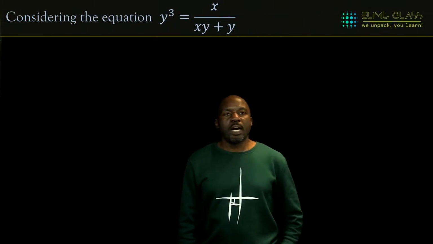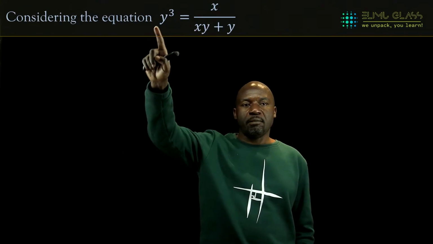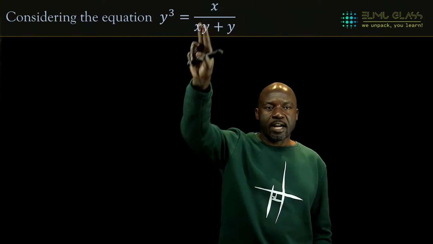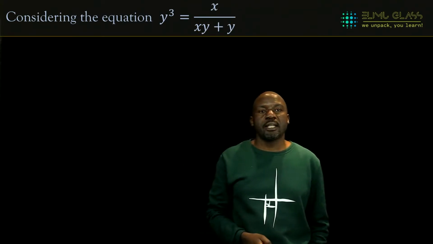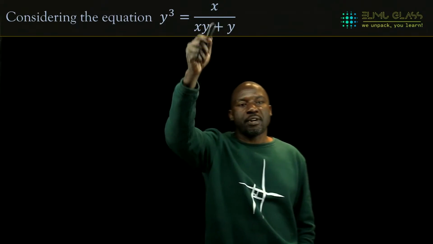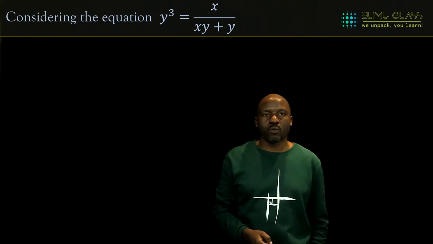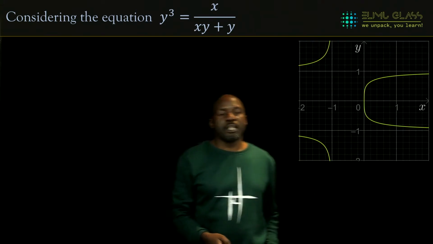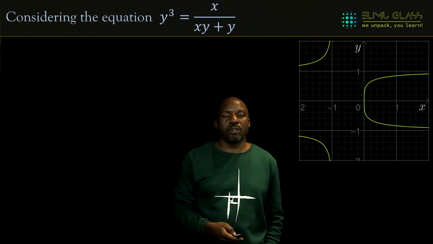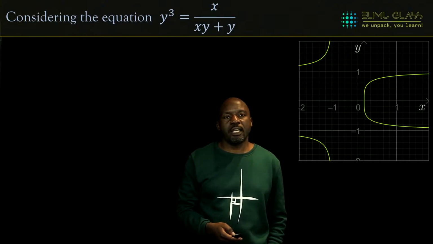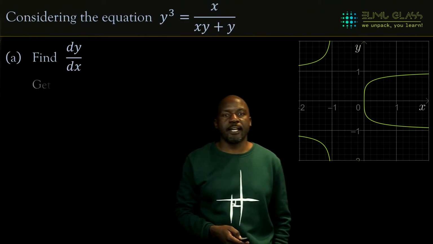How do we go about this particular problem? While it is possible to differentiate implicitly by differentiating the left-hand side and the right-hand side using the quotient rule, in this particular question it's in fact best to get rid of the fraction by multiplying through by that denominator, xy plus y. By the way, that is how the graph of this function looks. So first of all, we're going to write this in a straight line, getting rid of that fraction on the right-hand side.